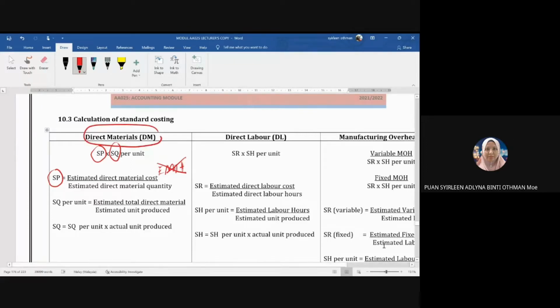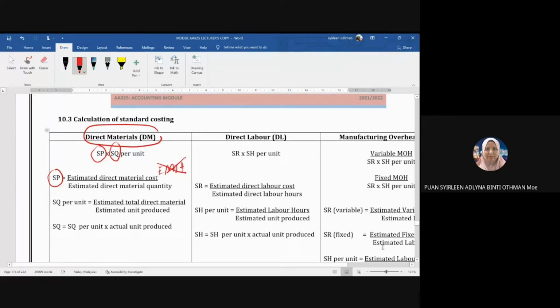I am doing direct materials standard costing. So bila direct materials standard costing tu, you kena faham lah. Kalau saya nak cari standard price, okay, apa yang saya perlu cari? I need to find the estimated direct material cost. Maksudnya berapa anggaran direct material cost untuk production seluruh produk tersebut. I kena bahagikan dengan berapa anggaran unit bahan mentah yang digunakan. Okay, so saya akan dapat harga standard, okay, standard price untuk satu unit.